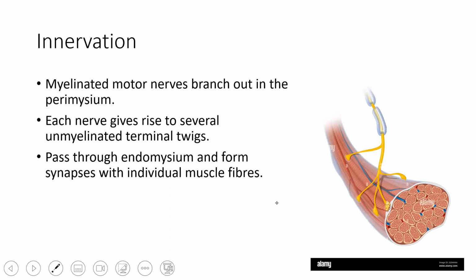Then if you look at the innervation, you have myelinated motor nerves reaching the perimysium, and each of these nerves gives out branches, right? They give out several branches. These branches are not myelinated.